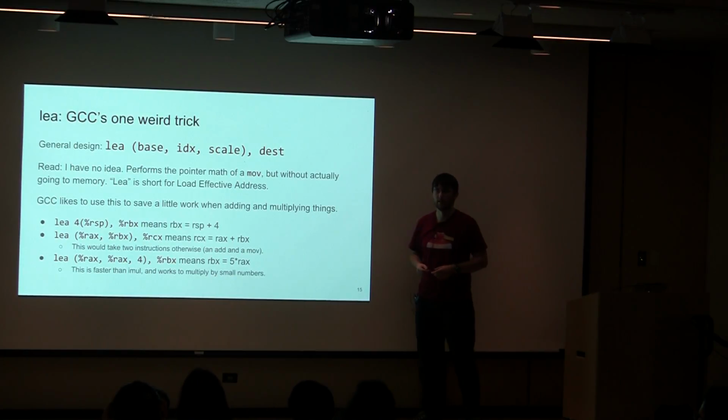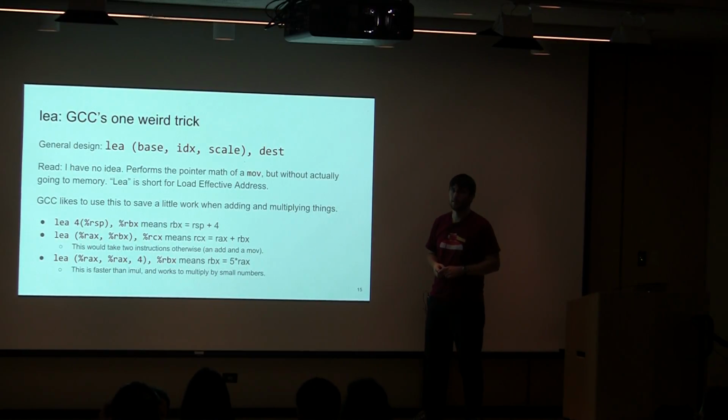Cool. Yeah? How does GCC do division? Division is hard. Division by powers of 2 you can replace with shifts sometimes. Otherwise, it just has to use the division instruction. So there's an IDiv for integer division, just like there's IMUL.